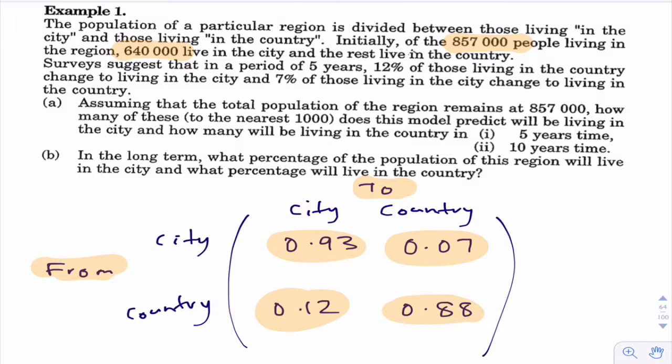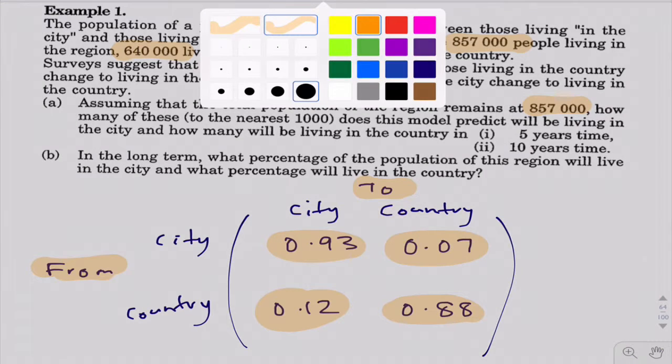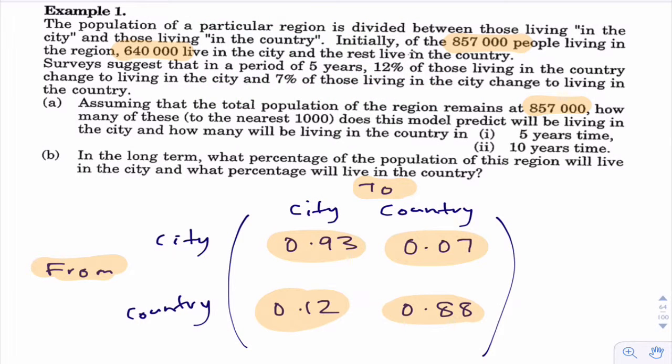Okay, the question says, assuming the total population of the region remains at 857,000, that's a big assumption, but assuming the population doesn't change, how many of these people does the model predict will be living at the city, and how many will be living in the country in 5 and 10 years? Now, one important thing here to note is that surveys suggest in a period of 5 years. So this transition matrix here is covering a period of 5 years.